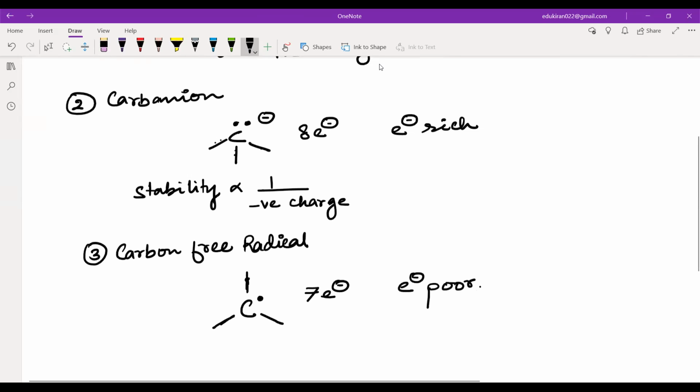Okay, so again, stability, if I want to tell about the stability of a carbon free radical, it will be directly proportional to electron density, I can say. If I increase the electron density, then the stability will increase. Okay, write this down, let me know if you're done. Done, sir. Okay.